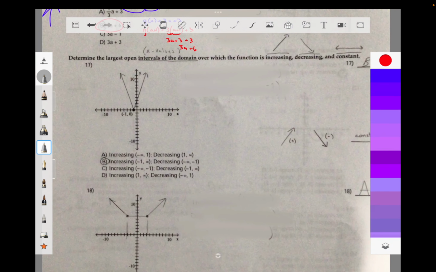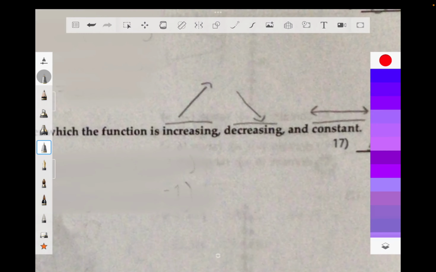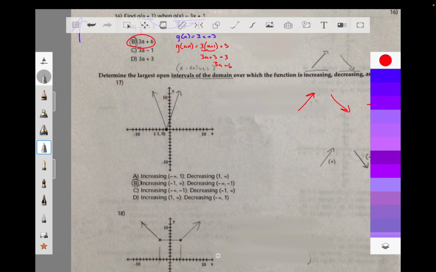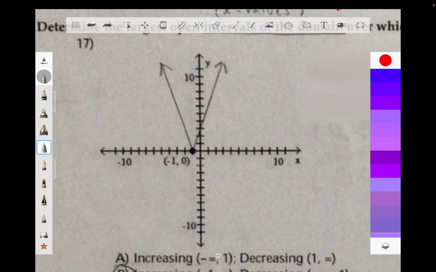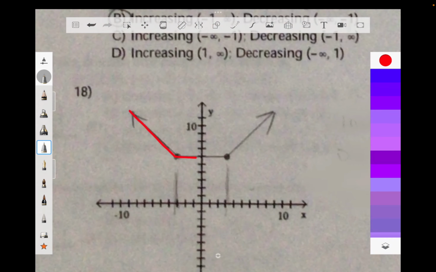All right. Determine the largest open intervals of the domain where the function is increasing, decreasing, or constant. You wrote it right here. If it's increasing, it's going up; decreasing, going down; constant stays the same. For these, you want to read from left to right, right? Imagine it's like a roller coaster. In this case, the roller coaster is going down, staying the same, then going up.